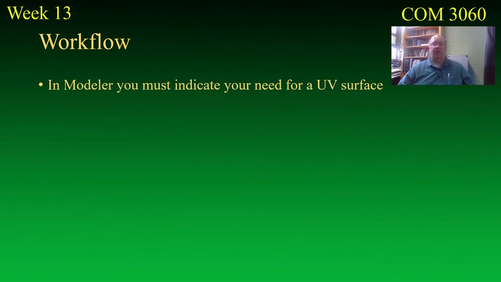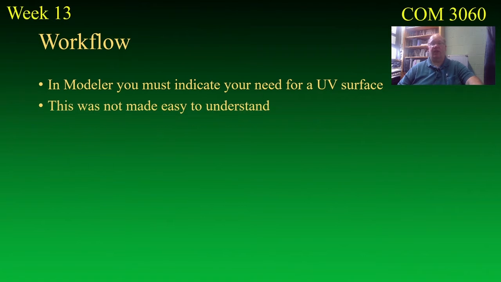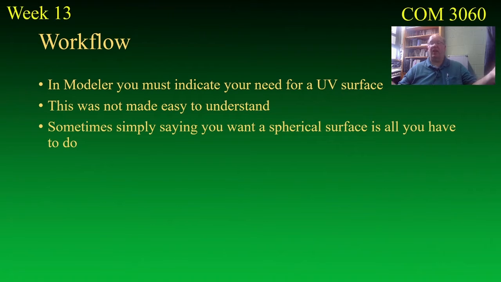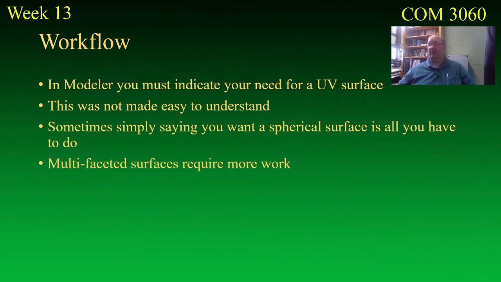Now the workflow, in Modeler, you must indicate that you need a UV surface. And so that means that while you're in Modeler, you have to set up the surface, even if it doesn't appear to do anything. And so that's why it's a little bit confusing. It was not made easy to understand, but we will go over it. Sometimes simply saying you want a spherical surface is all you have to do. Believe it or not, that one's easy. Now, something like a multifaceted box like this takes a little bit more work, but it's not necessarily as hard as it looks, and it can be a little fun.